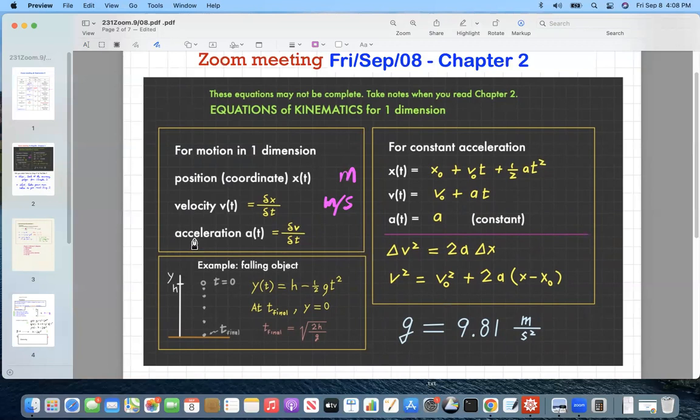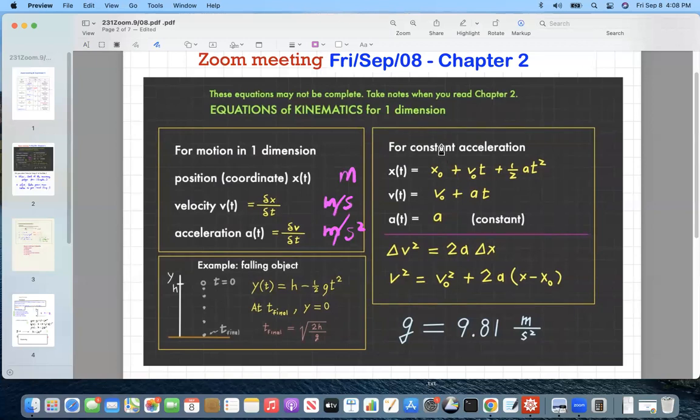Now, we may also have acceleration. Acceleration is the rate of change of velocity. So what's the unit of acceleration? Well, the numerator here is meters per second. The denominator here is seconds. So it'll be meters per second, or I can write that usually as meters per second squared. It's a change of the number of meters per second divided by the number of seconds. So it's meters per second squared.